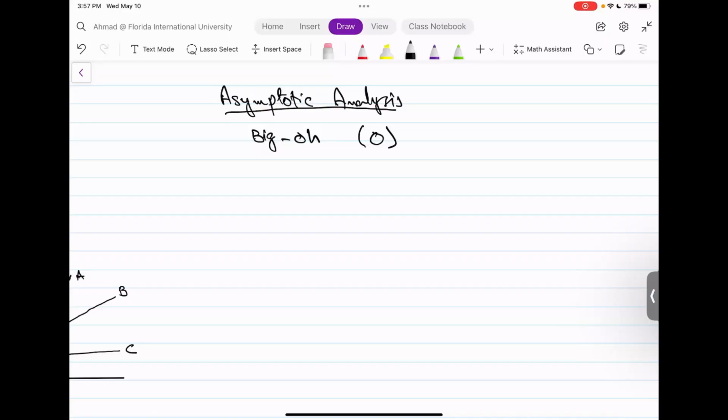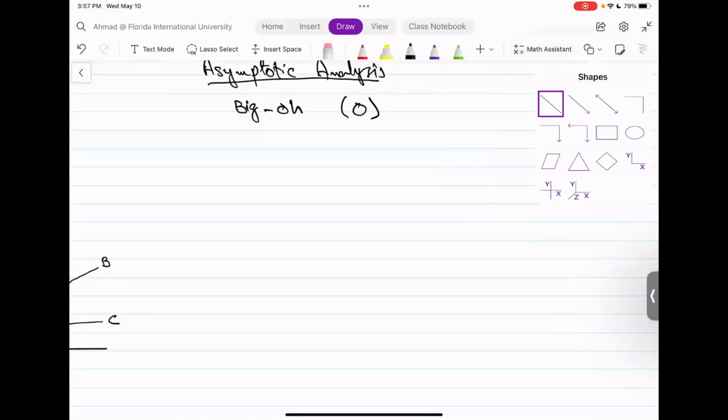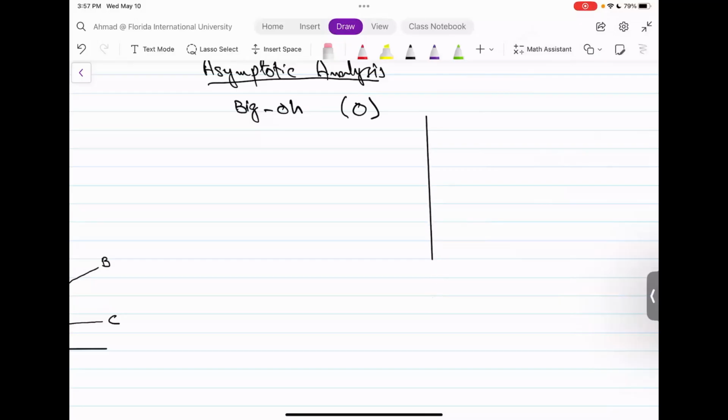Big O is basically if we have a function like this one. Let me just draw it over here. Okay. So for example, if you have a function like this one, right? Say, for example, this is the growth of my function, right? This is the growth of my function. Let me call it T of n, the time taken by my algorithm in this function, right?